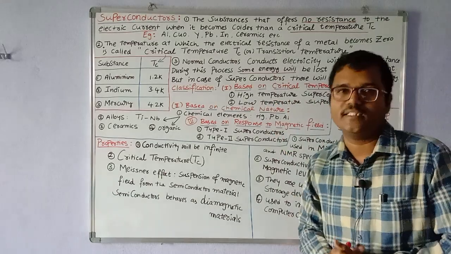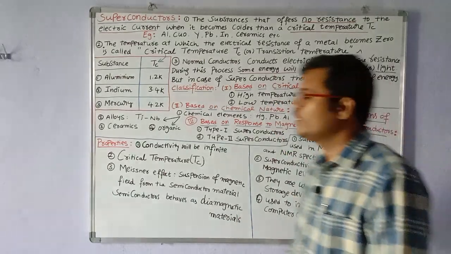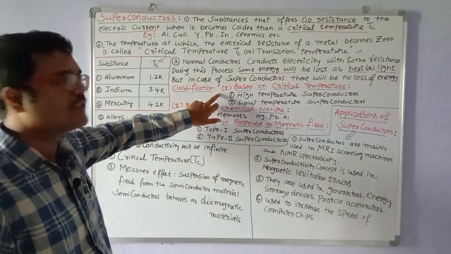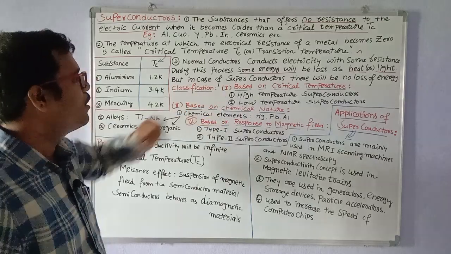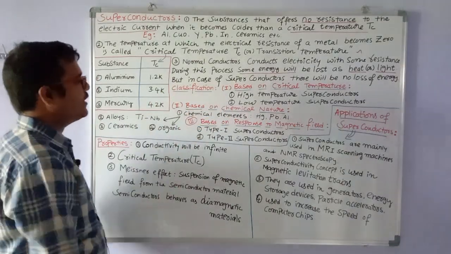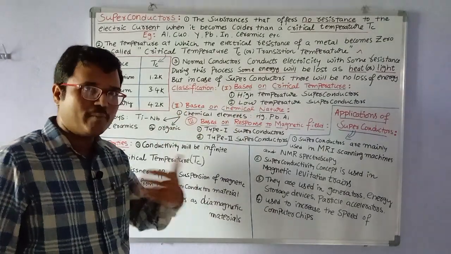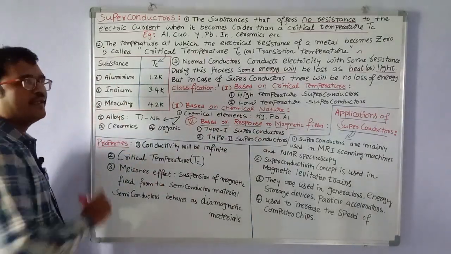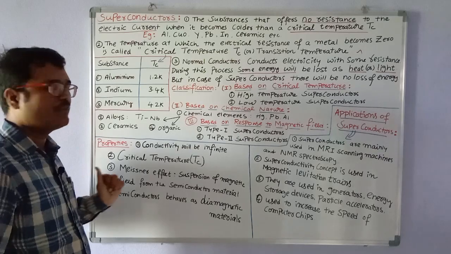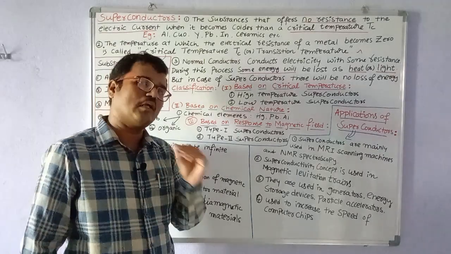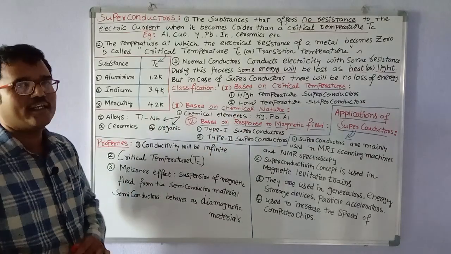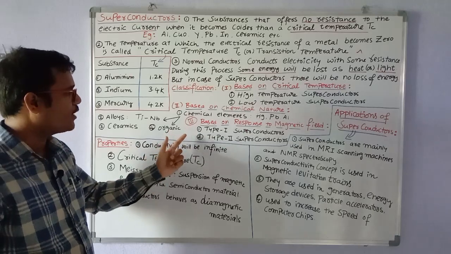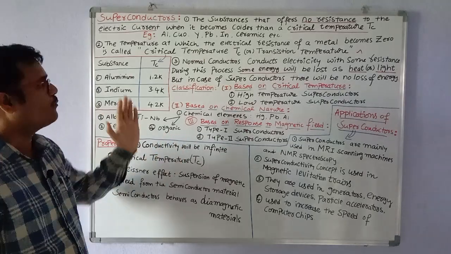Classification, how the superconductors are classified. So manamu 3 criteria factors teesukunnam. Based on critical temperature, superconductors are 2 types: high temperature superconductor, low temperature superconductor. Then the second factor is based on chemical nature, based on chemical property. So we have chemical elements like mercury, lead, alloys like titanium, niobium, some ceramic materials, and some organic superconductors are also known. Then based on response to magnetic field, the criteria number 3, we have two types of superconductors. Those are type 1 superconductor and type 2 superconductor. So that is about the classification.